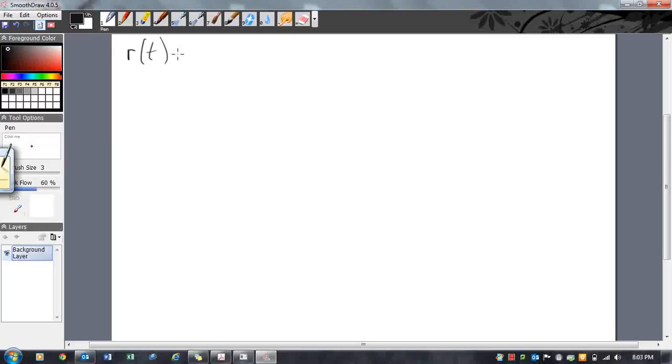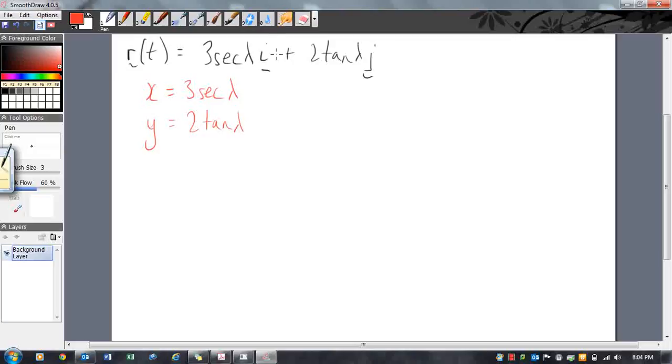Let's have a look at a bit more of a nasty one. r equals 3 sec lambda in the i direction plus 2 tan lambda in the j direction. Cool, let's have a look at this. Firstly, the first thing you do when you're trying to find the Cartesian path is just to write down what is happening in the x direction. Well, it's 3 sec lambda. What's happening in the y direction? In the y direction, we've got 2 tan lambda.